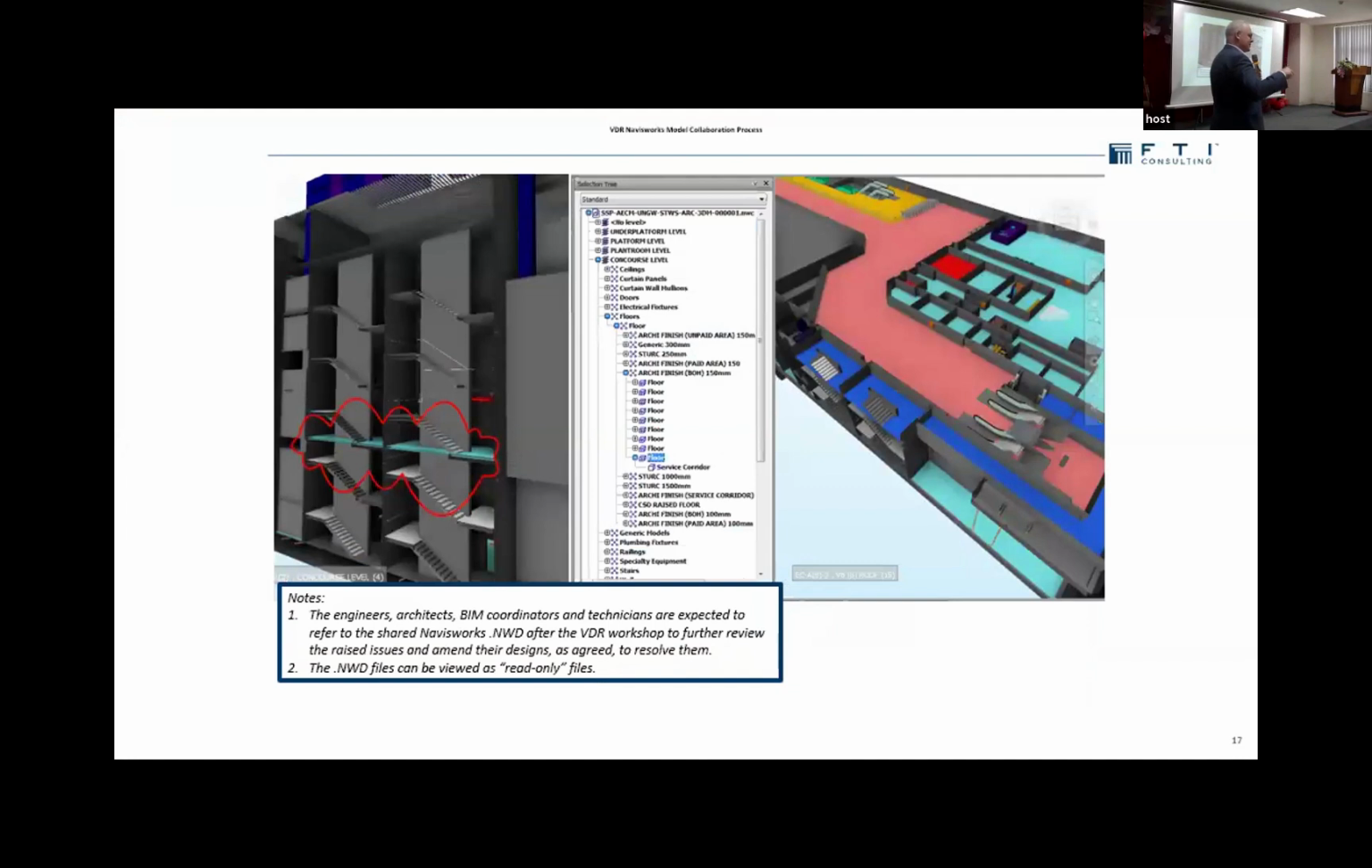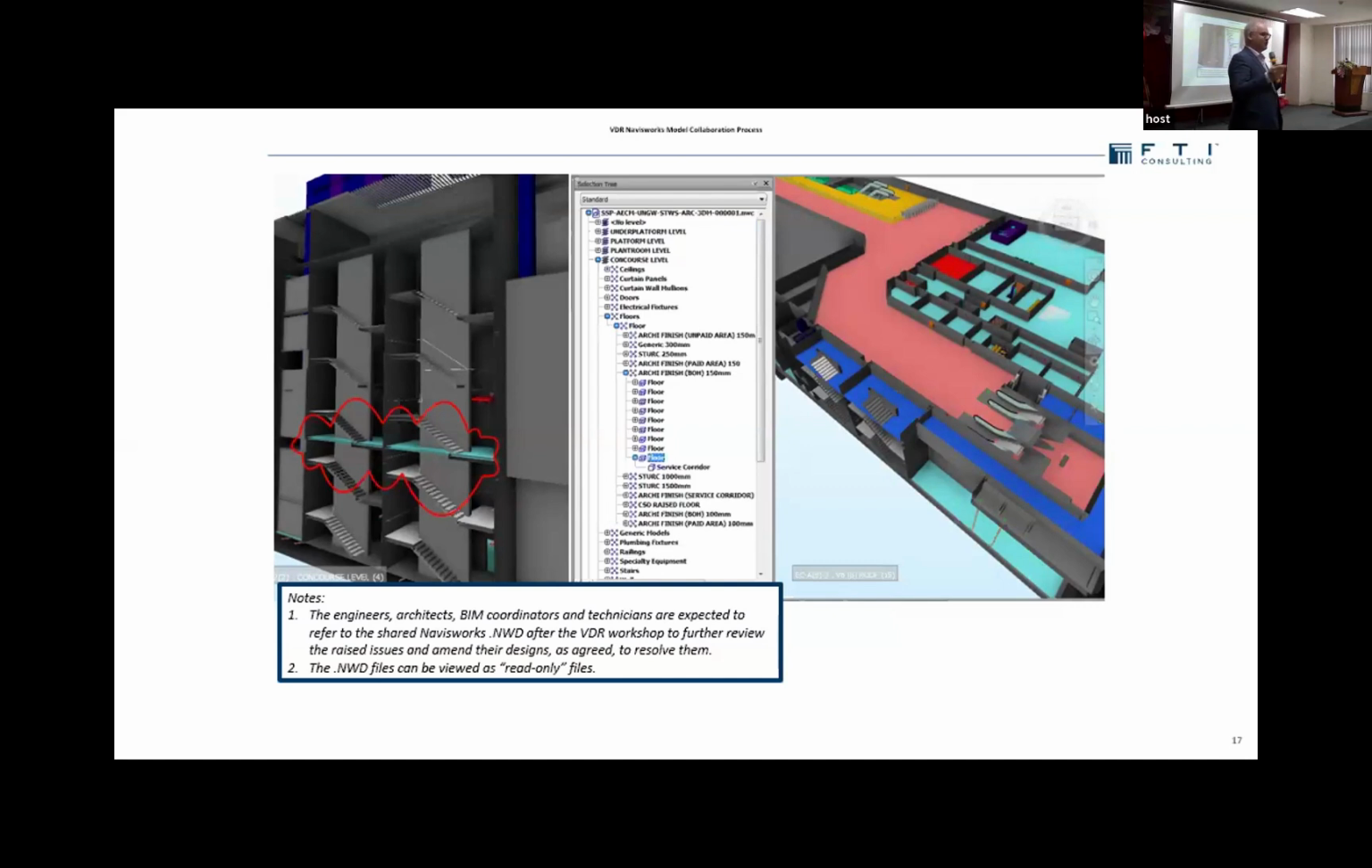So that's the first thing you have to get right: you have to get the coordination process correct. As the owner, you don't have to do the coordination process, but you have to make sure it's happening. You have to make sure that people are actually looking at the models every 2 weeks. And what's most important is that it's the engineers and the architects looking at the model, not the BIM staff.